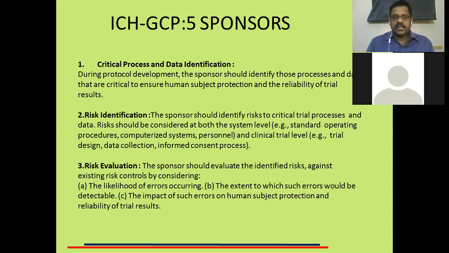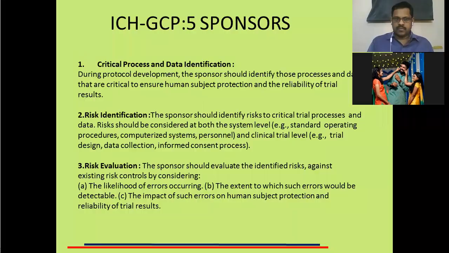Risk identification: the sponsor should identify risks to critical trial processes and data. Risk should be considered at both the system level, for example standard operating procedures, computerized systems, and personnel, and the clinical trial level, for example trial design, data collection, and informed consent processes. In both, risk evaluation is the responsibility of the sponsor.